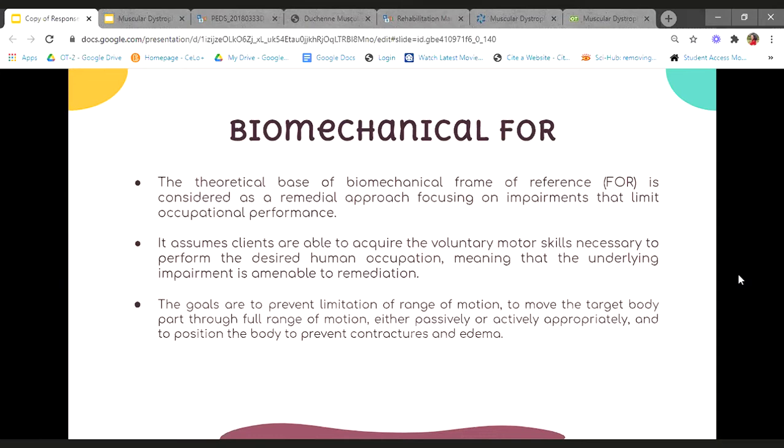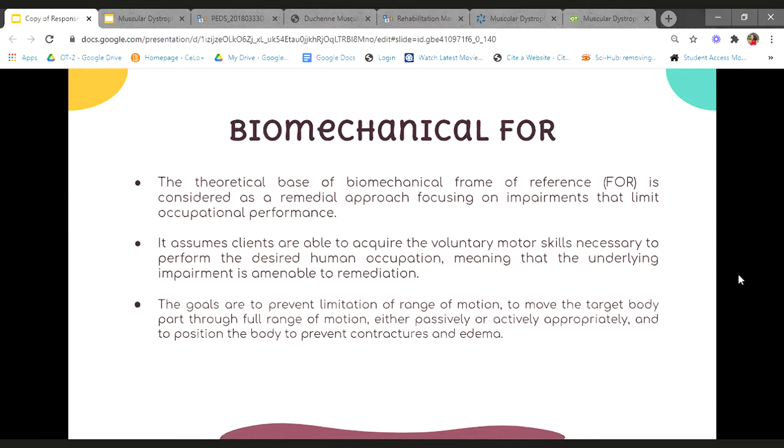So it was mentioned in the previous group, the function and dysfunction. So I am just going to mention the domains of concern under function and dysfunction. So we have structural stability, low-level endurance, edema control, passive ROM, strength, and high-level endurance. So here, one of the goals would be to prevent limitations of range of motion, to move the target body part through full range of motion, either passively or actively, and to position the body to prevent contractures and edema.